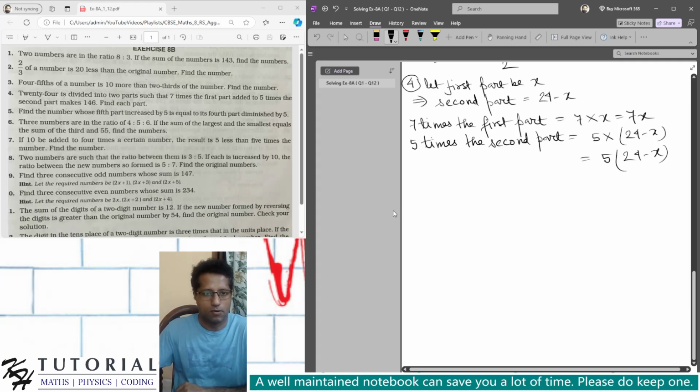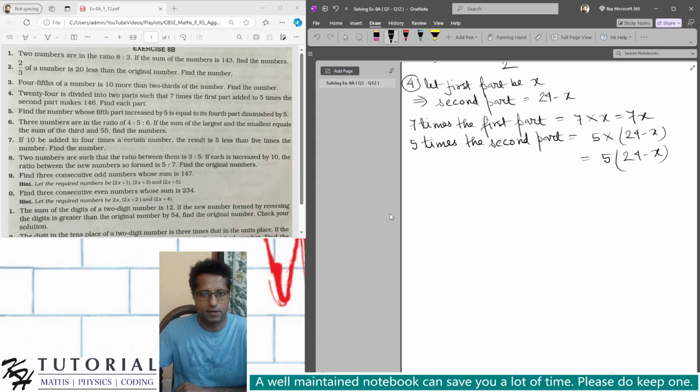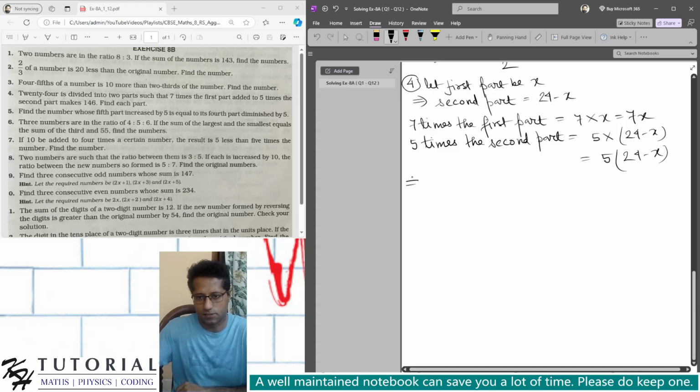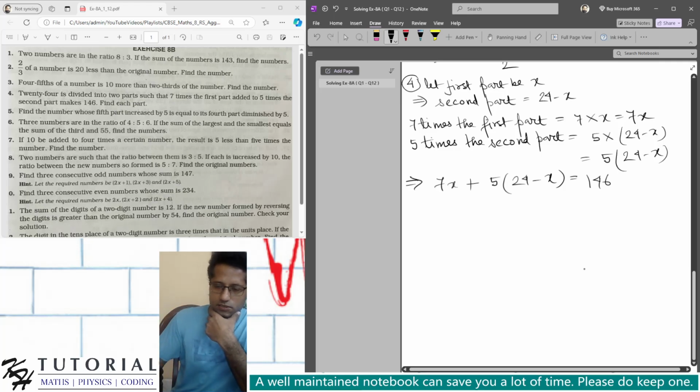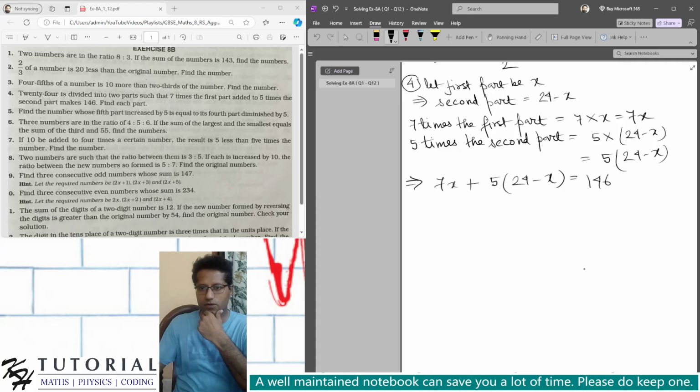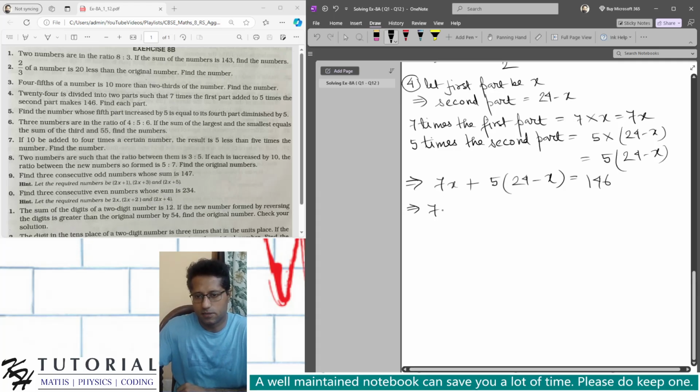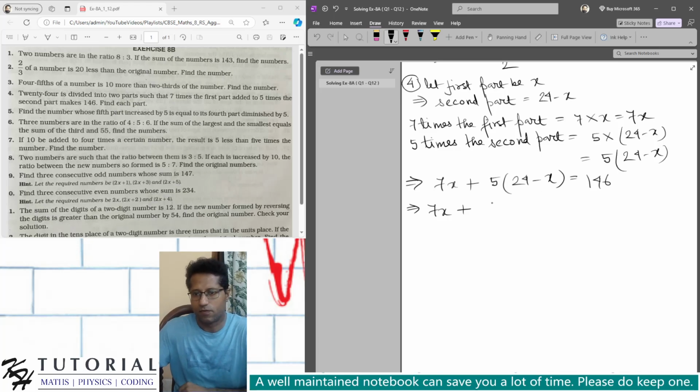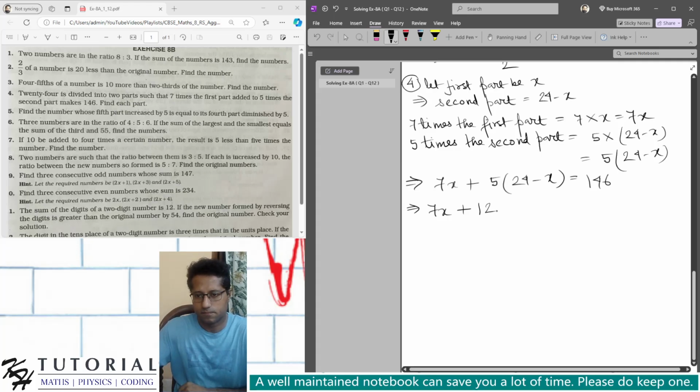Fine. Now it is given that 7 times the first part added to 5 times the second part makes 146. So now we can say that 7x, this is 7 times the first part, plus 5 times the second part, this is 5 into 24 minus x, their sum is given to be 146. So this is the equation that we have formed, the problem statement has been translated into this equation with the one variable x, where we have considered x to be the first part. Okay, now we have to solve this. So 7x, we will do the product of 5 and 24 minus x and open the brackets, and it will be 5 into 24 is 120 minus 5x is equal to 146.